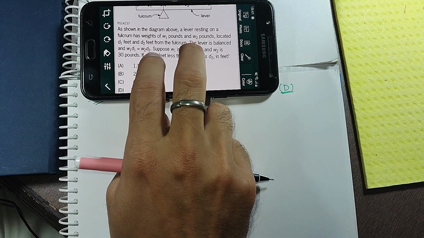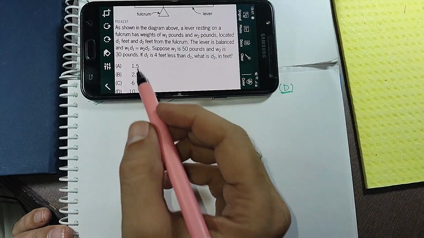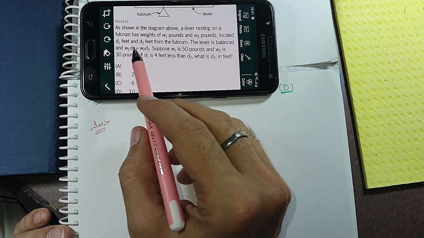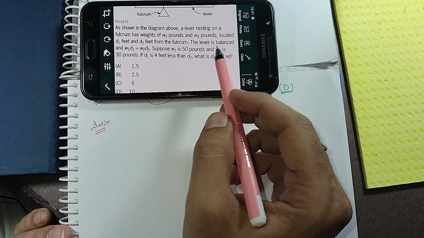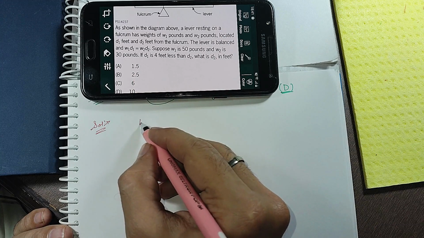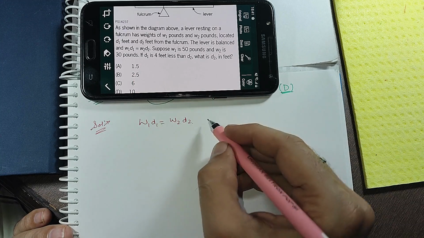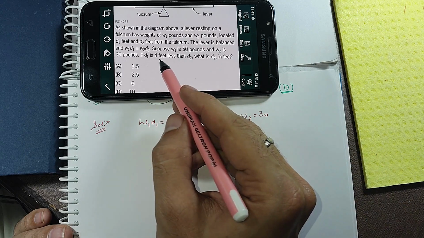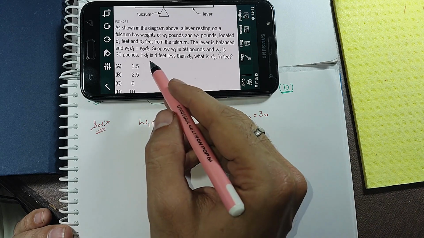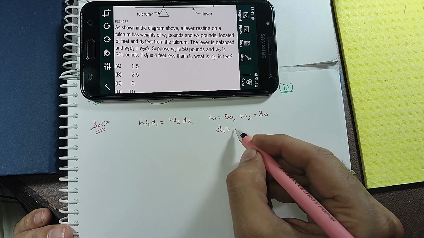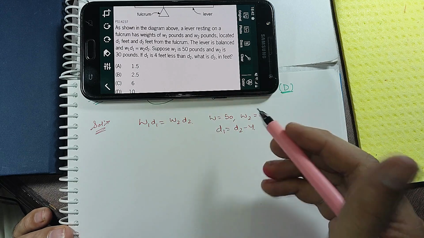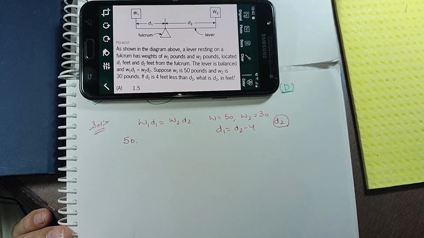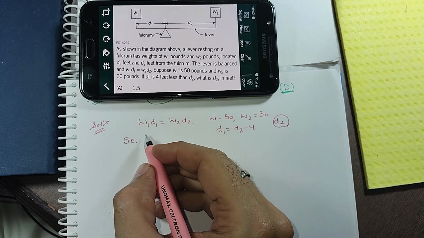As shown in the diagram above, a lever resting on a fulcrum has weights of W1 pounds and W2 pounds located D1 feet and D2 feet from the fulcrum. The lever is balanced and W1 D1 is equal to W2 D2. Suppose W1 is 50 pounds and W2 is 30 pounds and D1 is 4 feet less than D2. So D1 will be equal to D2 minus 4, right? So we need to find the value of D2.